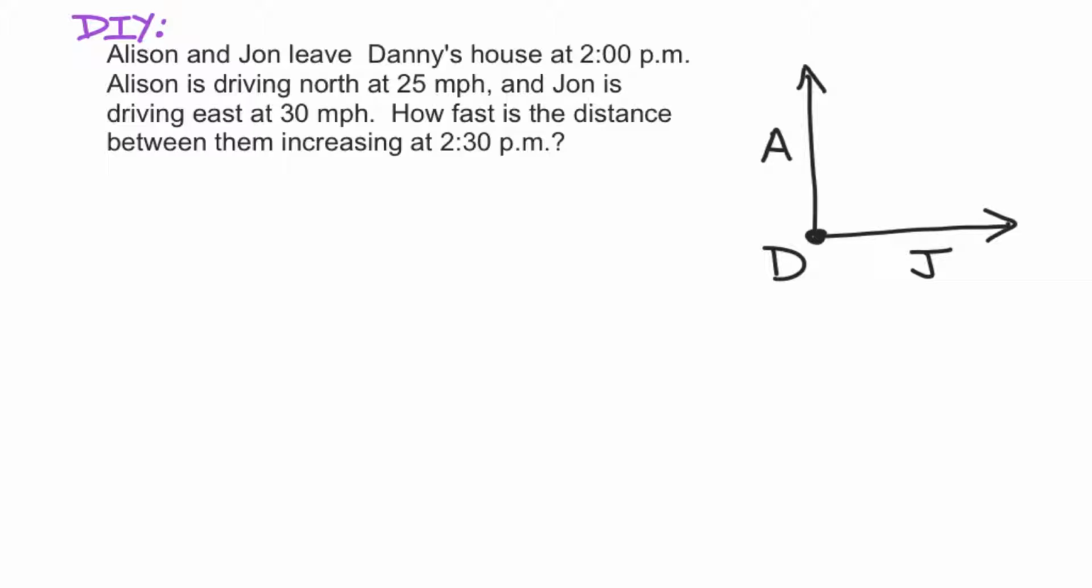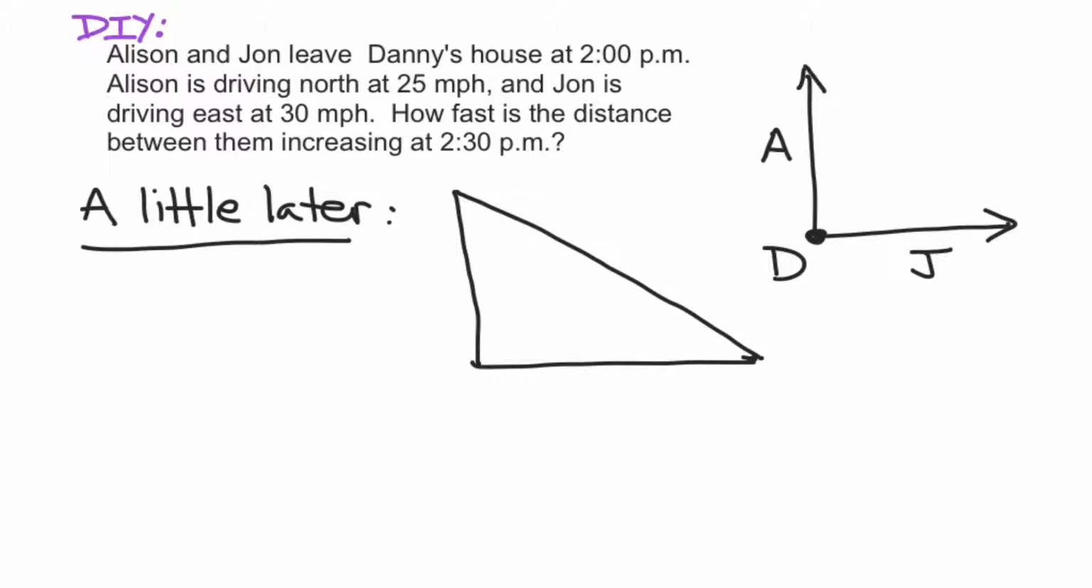So here's a little picture of what's happening. Here's Danny's house, and at 2 p.m. John travels this way at 30 miles per hour. Allison travels north at 25 miles per hour. So clearly the distance between them is increasing as time passes. So let's pause the video and you can try and do this problem on your own.